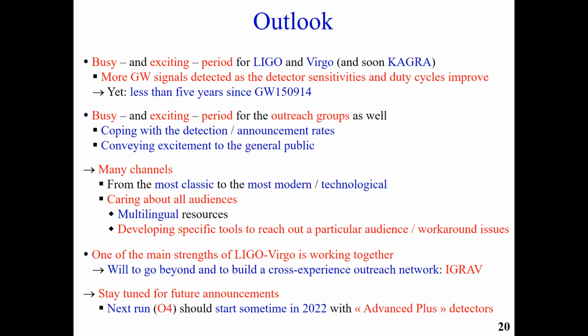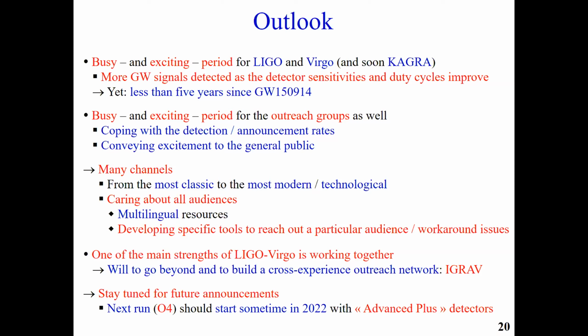So this period is busy and exciting for LIGO, Virgo, and soon KAGRA, with more and more signals detected as the detectors improve. And keep in mind that the first detection is only 5 years old, kind of. So that's also a busy and exciting period for the outreach groups of these collaborations. We have to cope with the detections and the announcements and convey our excitement to the general public. So we are trying to use as many channels as possible, from the most classical or obvious to the most modern or technological. We really try to care about all audiences.